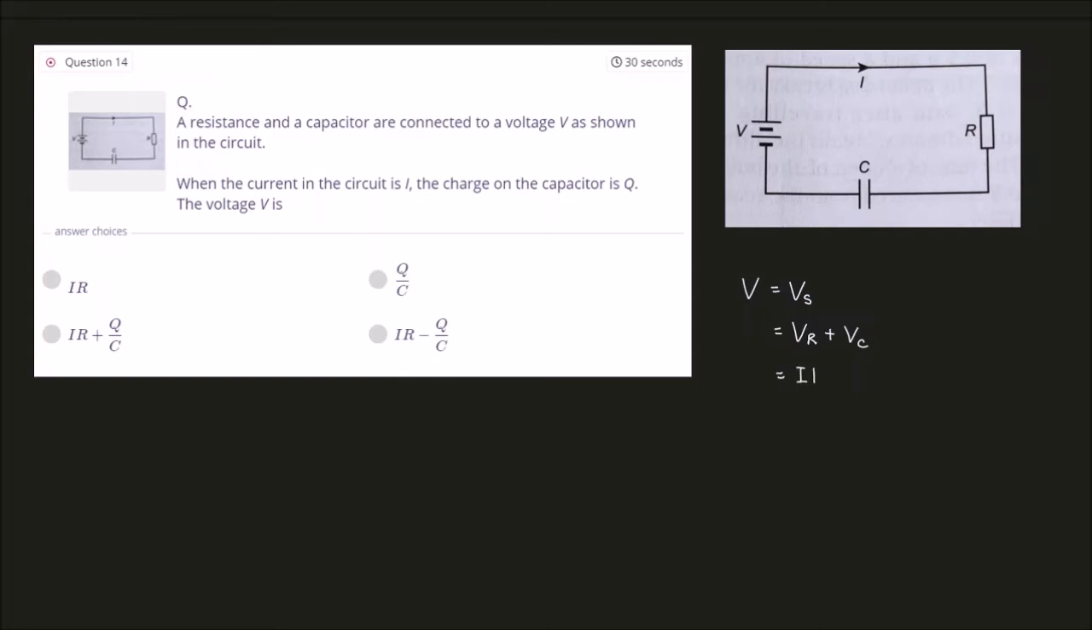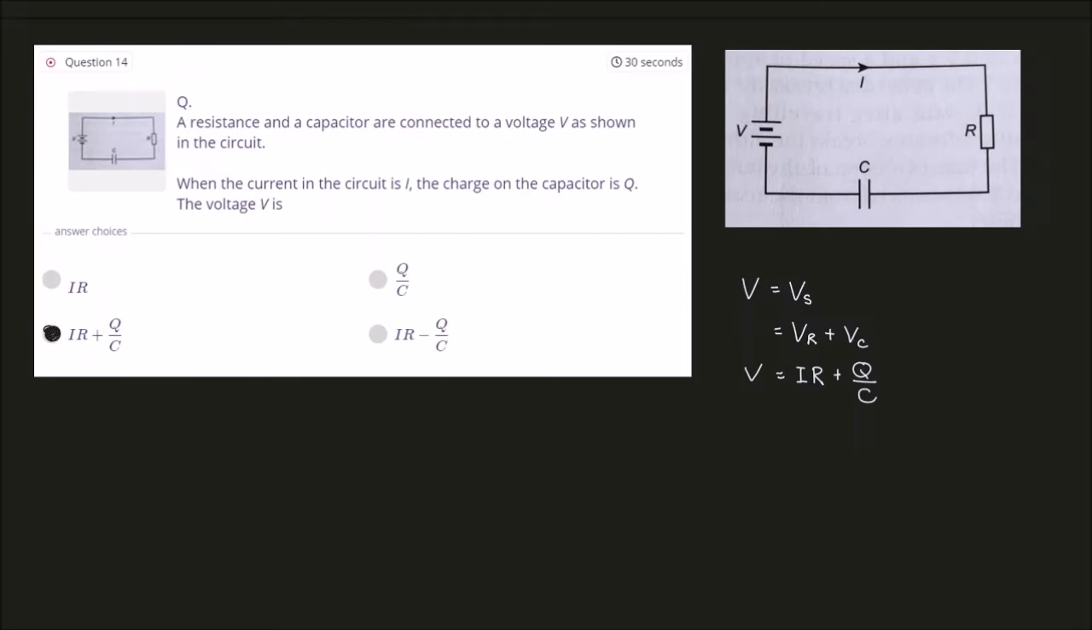This one is from chapter 3. V equals IR is for any ohmic conductor. In this case, this resistor is an ohmic conductor, so it behaves that way. Then for the capacitor, we can express V in terms of charge and capacitance using Q divided by C. With that said, V is equal to IR plus Q over C. So as you can see, the answer will be this one, IR plus Q over C.